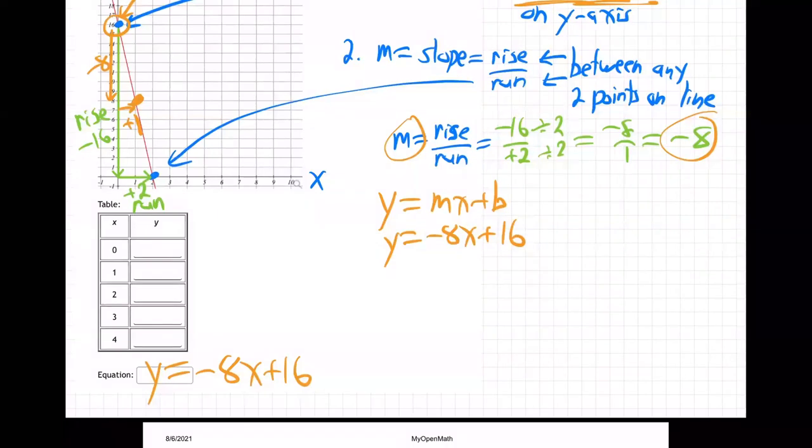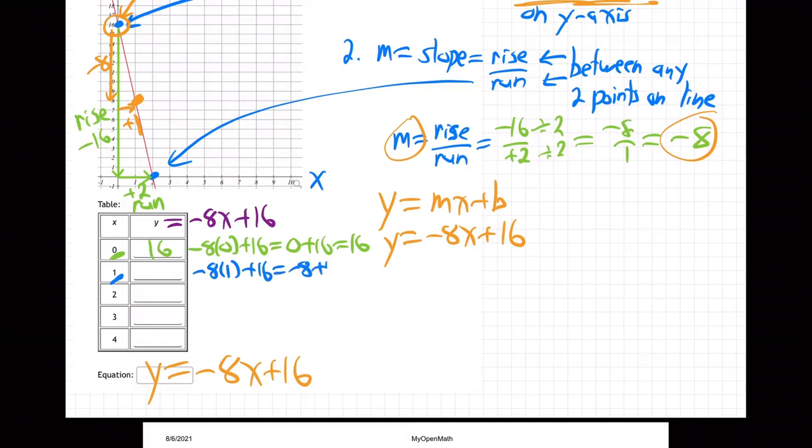Let me show you what I mean by easy business. So this equation again is y equals, right, minus 8x plus 16. So now they want me to plug in x equals 0. So just plug in x equals 0 to that equation. Minus 8 times 0 is 0, plus 16 is 16. Like that. Let's try the next one. For the next one, I'm going to plug in 1. Minus 8 times 1 plus 16. That's minus 8 plus 16 is positive 8.